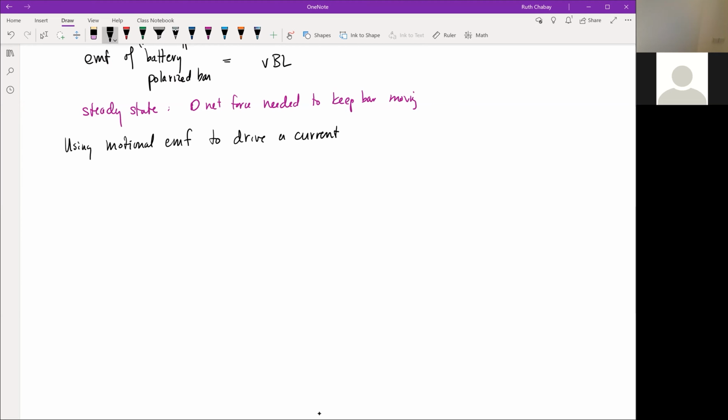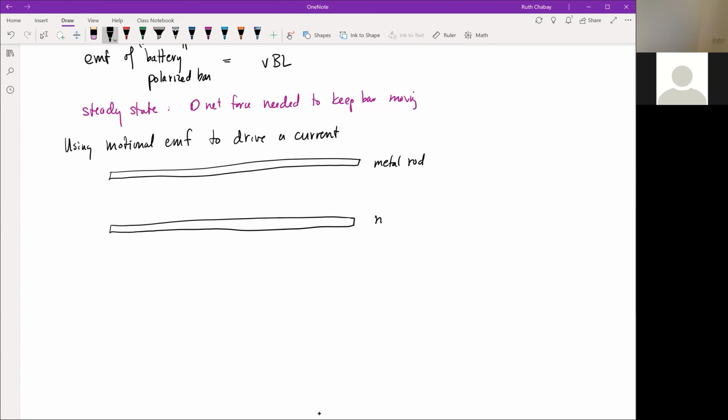Now, a moving bar is a slightly awkward battery to use. So what we're going to need to do here is make up a circuit where we've got a metal rod here and another metal rod here for the bar to slide on. So our bar is going to slide on these metal rods here. And we're going to start it moving to the right, speed v. We're going to have a region here where there's a magnetic field out of the page everywhere. And to make the circuit do something useful, we'll put some kind of resistor here, maybe a light bulb with resistance R.